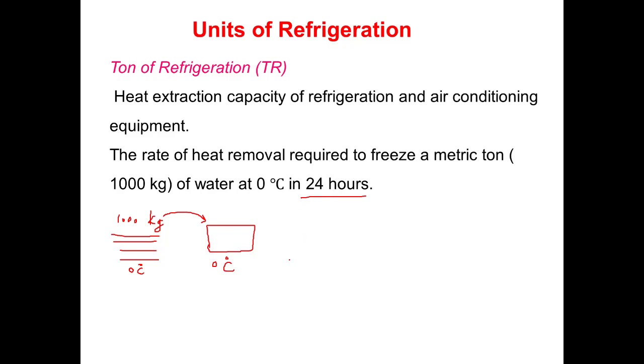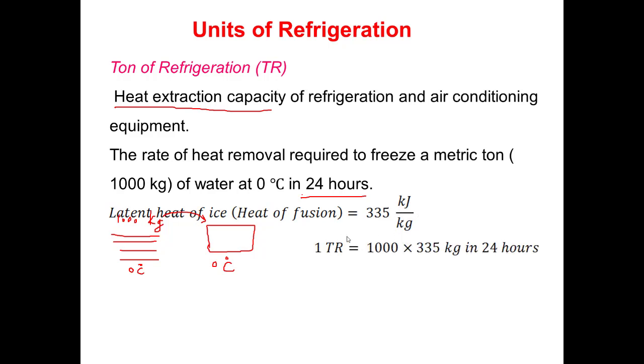But normally we define heat extraction capacity in terms of kilowatt or kilojoule per second. So we can convert this ton of refrigeration into kilowatt or kilojoule per second. How? We know the latent heat of the ice, which is also called heat of fusion, that's equal to 335 kilojoule per kg. This is for 1 kg, and for 1000 kg it will be multiplied. So let's say that's in 24 hours.